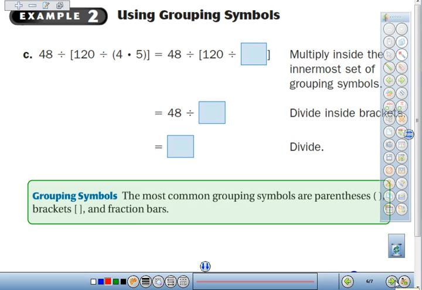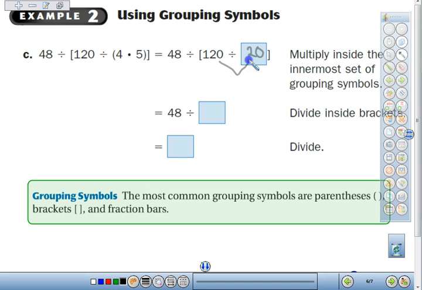Some of your problems will get a little more complicated, have a few more parentheses. If they have brackets, it's just another form of a parenthesis. You're going to work from the innermost parenthesis out. So if you notice in this case, they kept 48 for division, bracket 120, and then they put division, but instead of 4 times 5, we would now write in that our solution to 4 times 5 gives us 20.